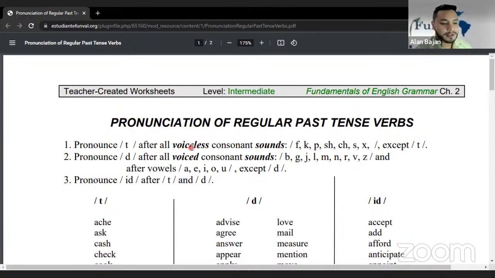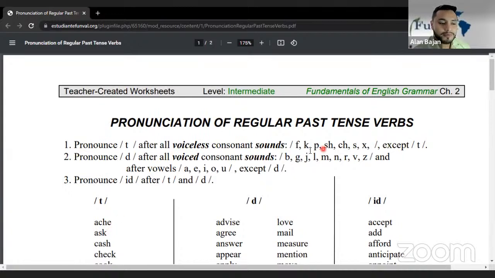What is a voiceless sound, teacher? The sound of the F, K, P, S, sh, ch, x, except T. The voiceless sound is the voice where your throat doesn't vibrate. For example, H, repeat in your house.